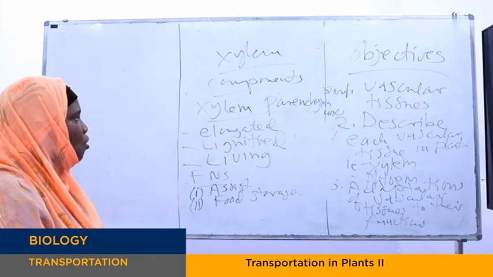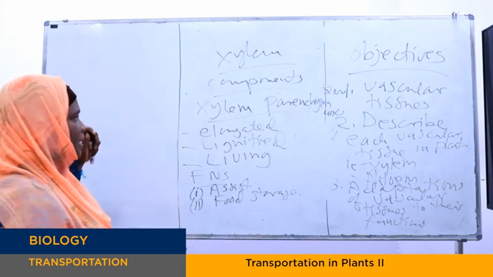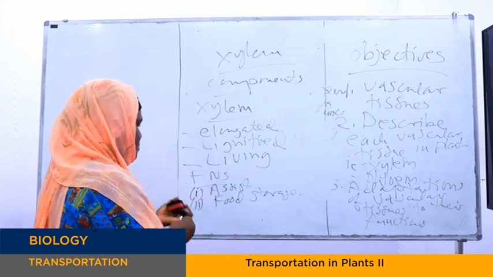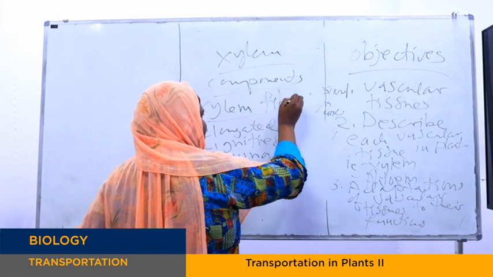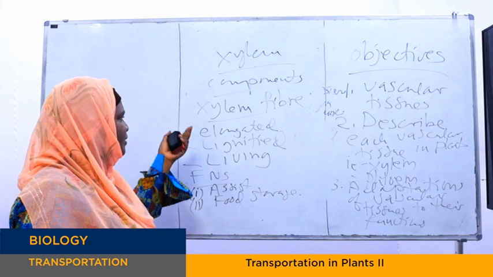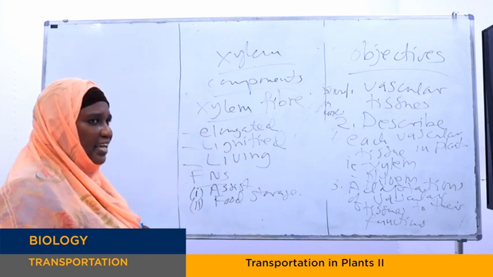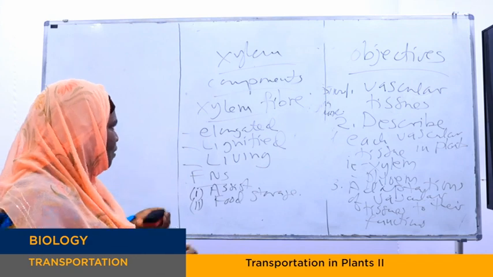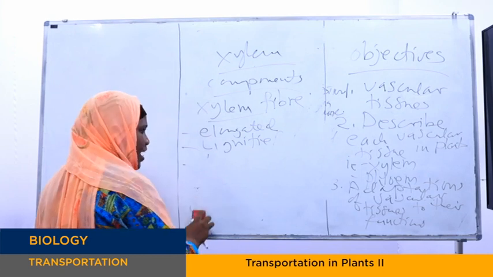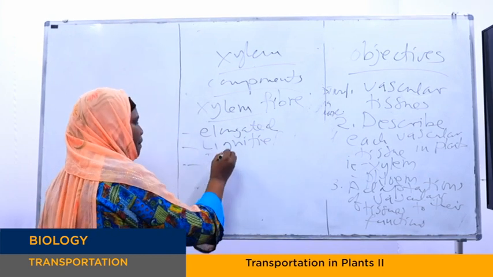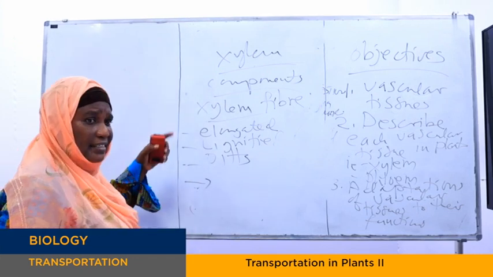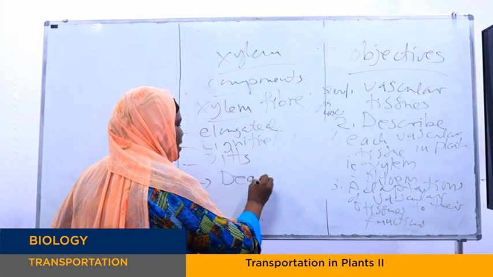From there, we go to the last component. The last component is xylem fiber. Xylem fiber, these ones are slender. They are slender, also they are long. They are also lignified. They have pits. But these cells are dead. They are dead cells.